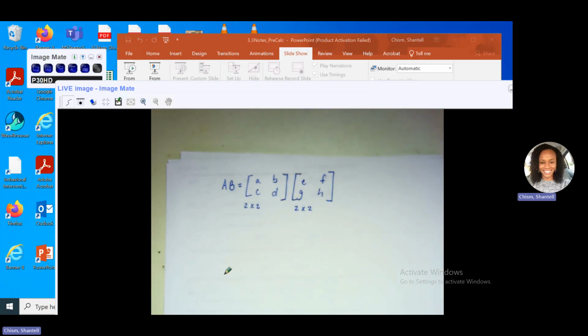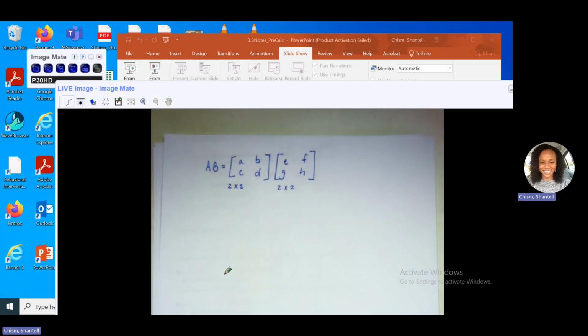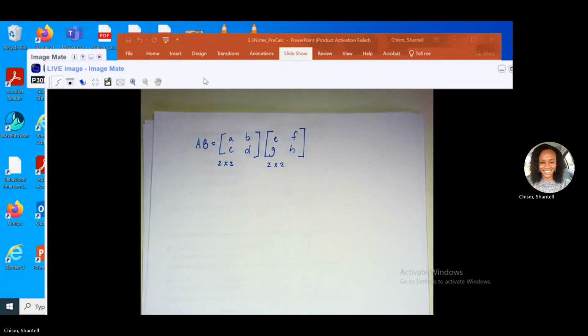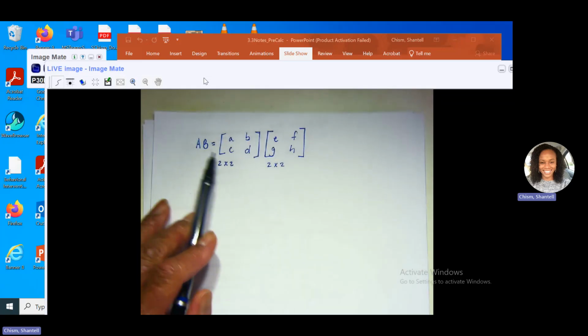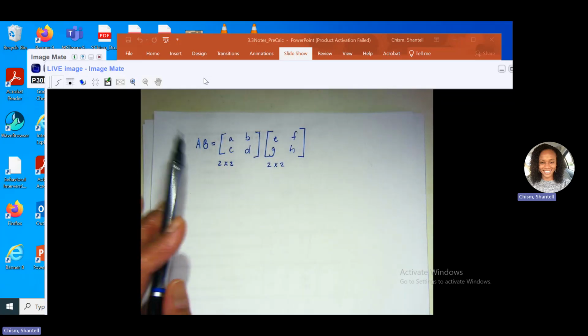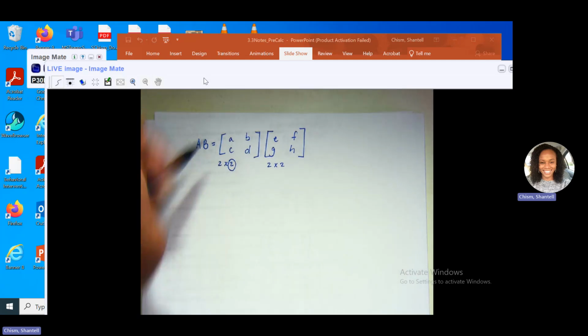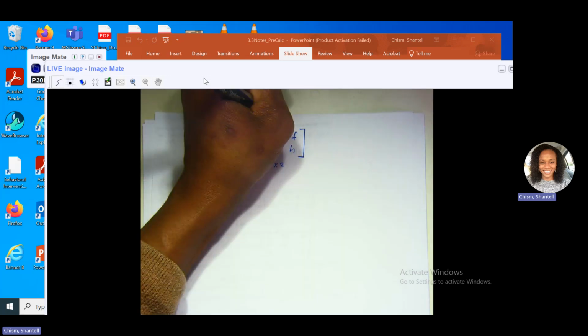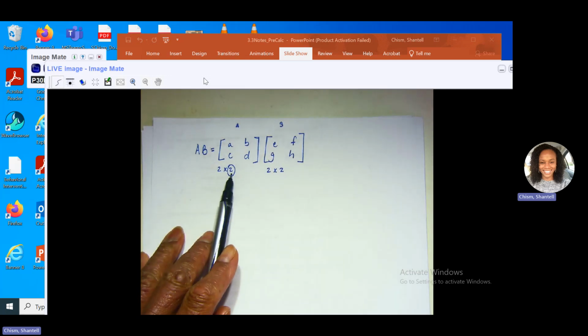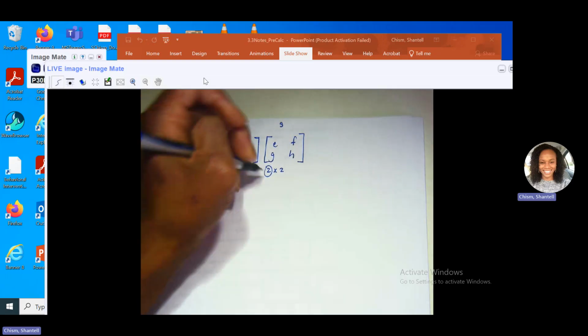First off, in order to be able to multiply matrices, let me let this straighten out a little bit. I don't know why it's blurry like this. Okay. In order to be able to multiply matrices together, let me start off with this one. The columns of the first matrix, A being the first matrix, this is A, this is B. The columns of the first matrix need to match the rows of the second.